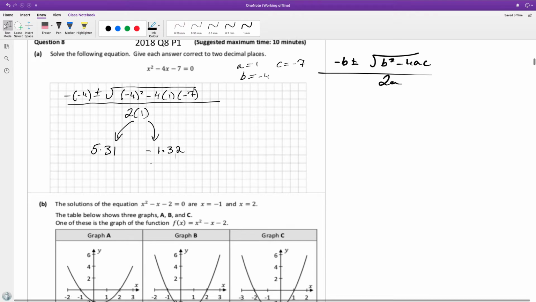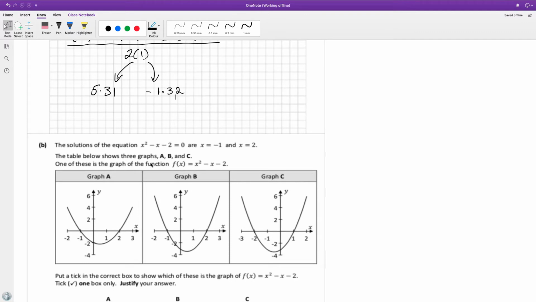So, Julianne, do you remember what these tell me? The roots. And what are the roots? Where it cuts the x-axis. So where it cuts the x-axis.